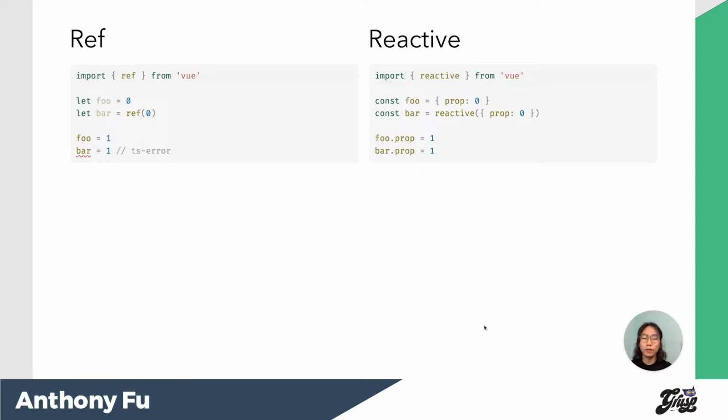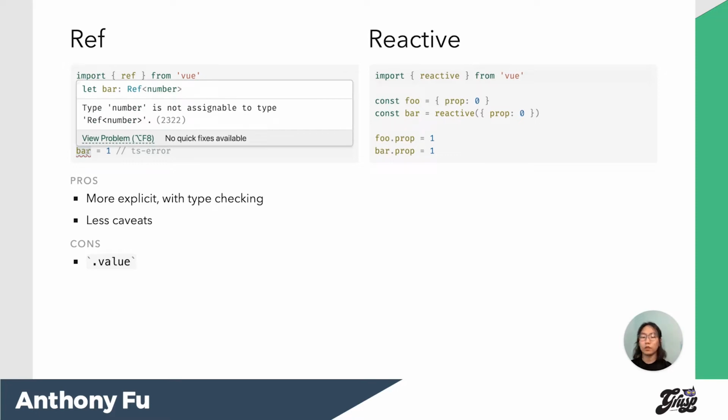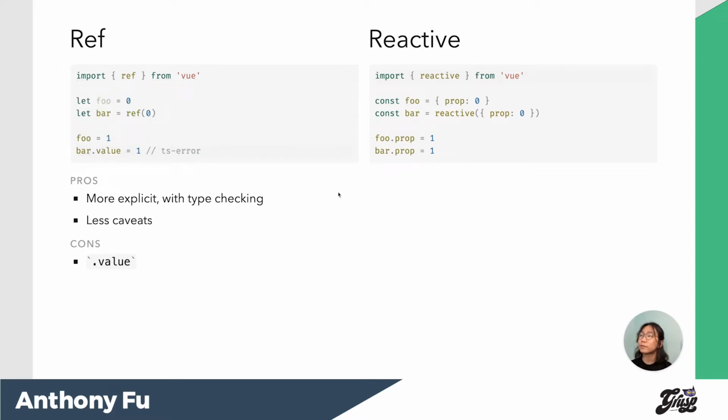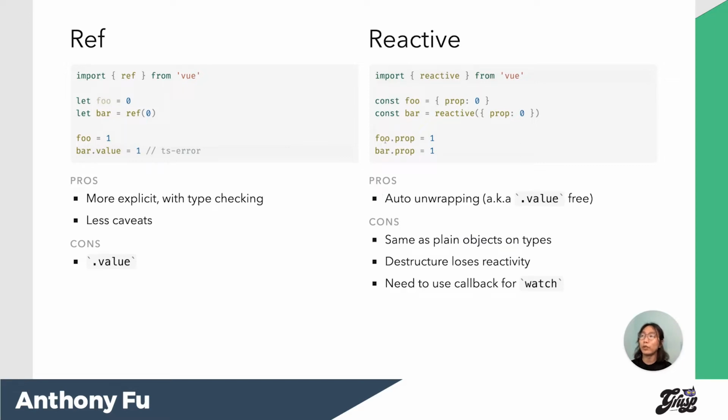With ref, you will need to use .value to access and assign values, but this also gives you more explicit awareness when you are tracking and triggering the reactivity system. As you can see in the example here, I actually got an error by accidentally assigning a value into a ref. So here I can change the code to fix it. But on the other hand, with reactive, you cannot tell the difference between a plain object and a reactive object without looking into the context, which could sometimes make debugging a little bit harder.